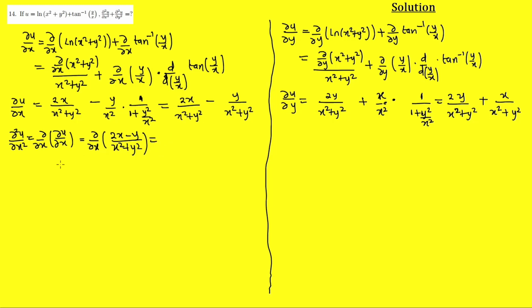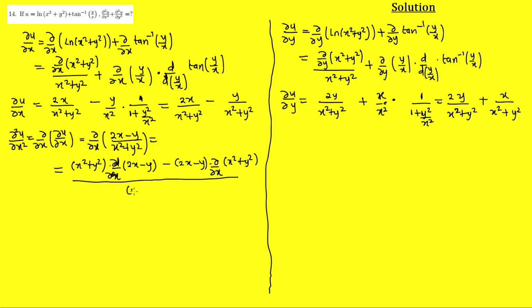So let me write it out boldly. That means I'm going to have the denominator, that's x squared plus y squared, multiplied by the partial derivative of the numerator, that's 2x minus y with respect to x, then minus 2x minus y, then multiplied by the partial derivative of the denominator, that's x squared plus y squared with respect to x, then all divided by x squared plus y squared all square.